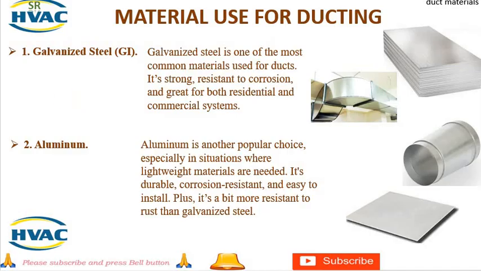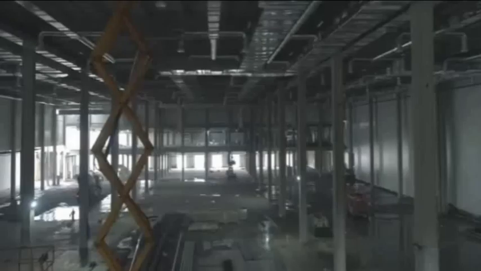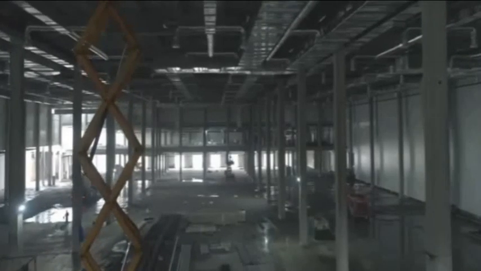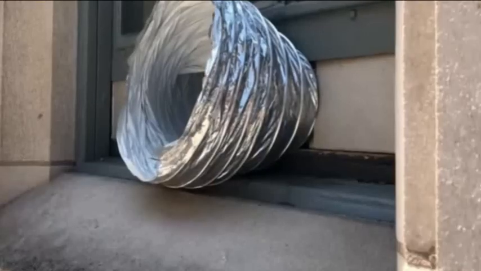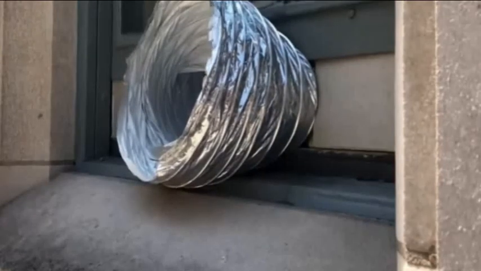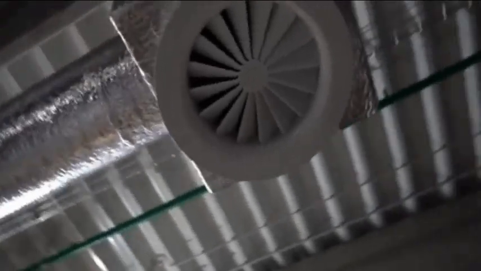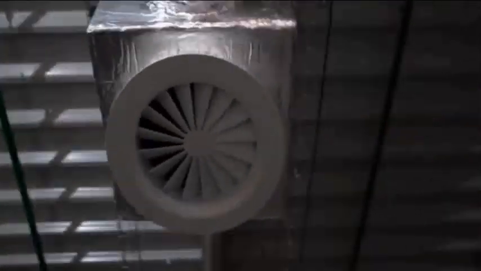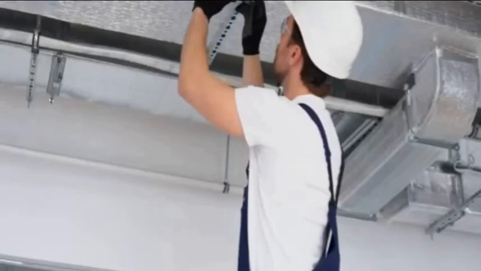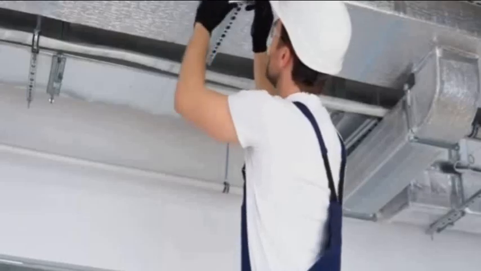Okay friends, the next one we have is aluminium. This is one more common material that is used to manufacture ducts because it is light in weight. Its durability is more than GI and it is easy to install, plus it is a bit more resistant to rust than the galvanized sheet. It is mostly used in medical, hospital and clean rooms, etc.